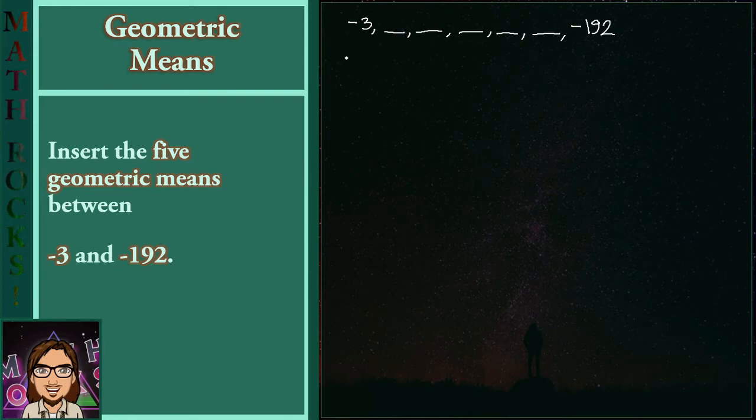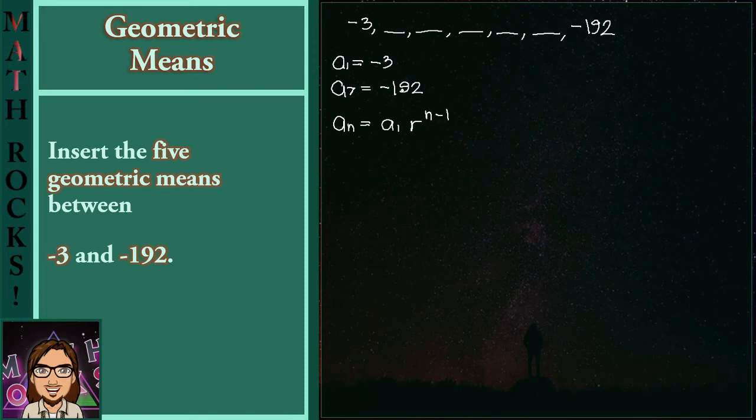Again, we merely have to write all the important information in the problem by assuming the first number to be our first term, a sub 1. And since we have a total of 1, 2, 3, 4, 5, 6, 7 terms, the negative 192 is our seventh term, writing a sub 7 equals negative 192. Again, for our formula, we have a sub n equal to a sub 1 times r raised to n minus 1. So let us substitute these values.